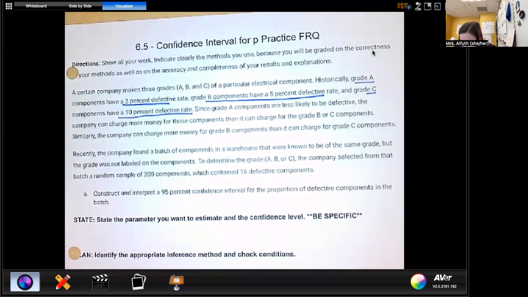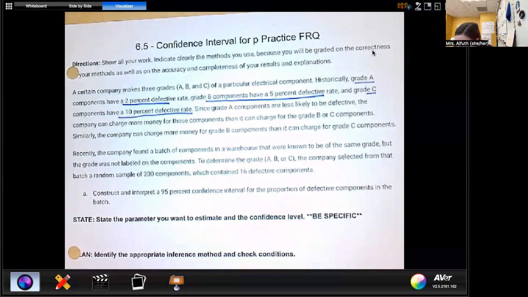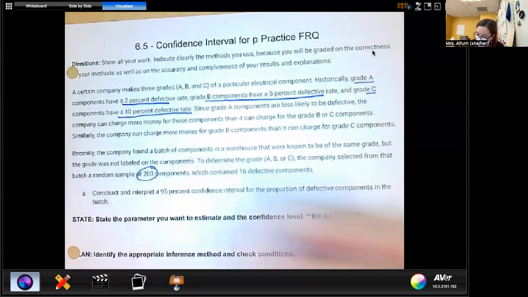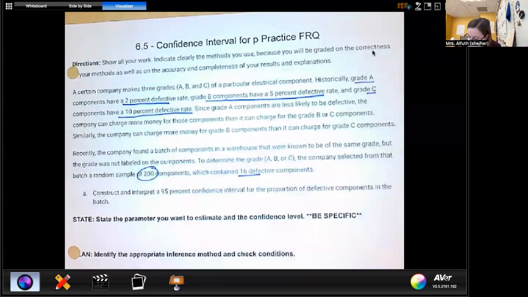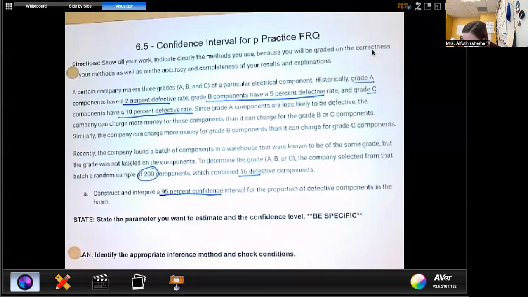Recently, the company found a batch of components in a warehouse that were known to be of the same grade, but the grade was not labeled on the components. To determine the grade, A, B, or C, the company selected from that batch a random sample of 200 components, which contained 16 defective components. Construct and interpret a 95% confidence interval for the proportion of defective components in the batch.